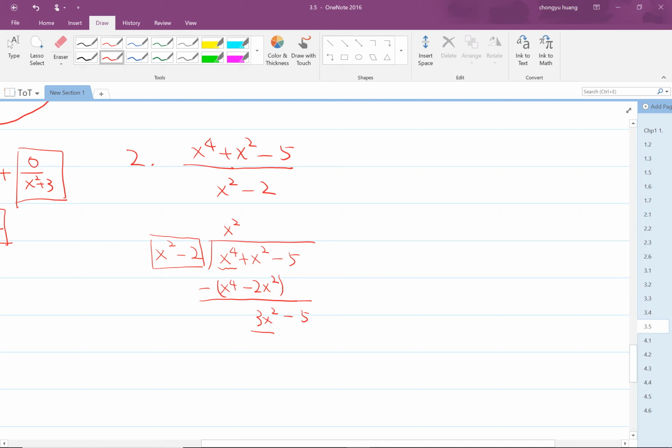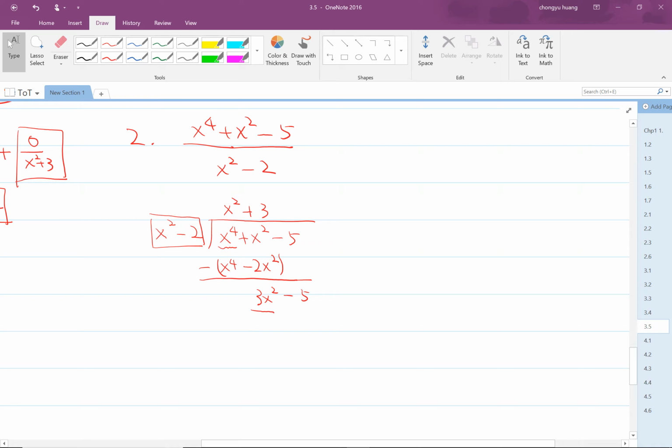So we multiply by positive 3. So x to the power 2 multiplied by 3 is 3x to the power 2, and then negative 2 multiplied by 3 is actually negative 6.